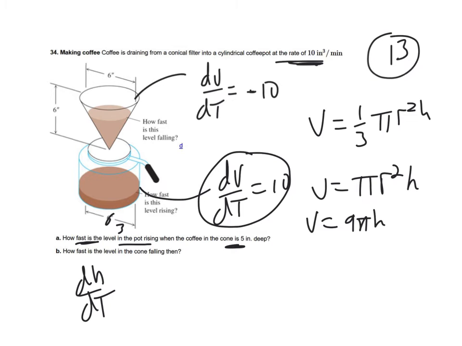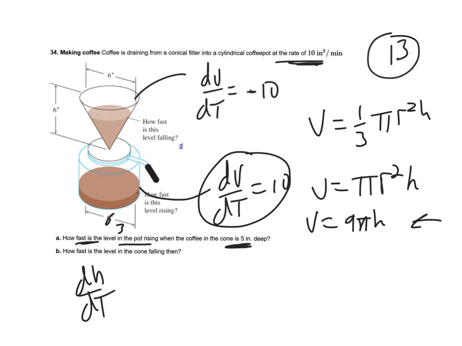When the volume of film and the height in the cone is 5 inches deep. Now you're thinking, oh man, I'm working with a coffee pot. How do I figure out what the height of the coffee in the coffee pot is when the height on the cone is 5 inches deep? Well, I hope you notice this is a linear function.